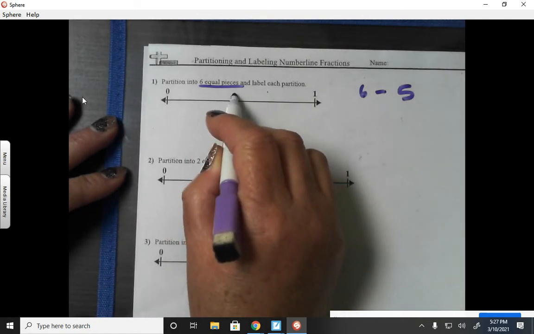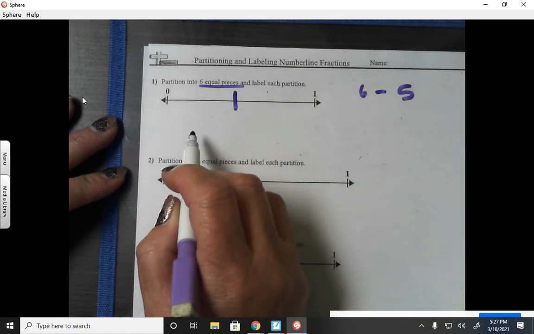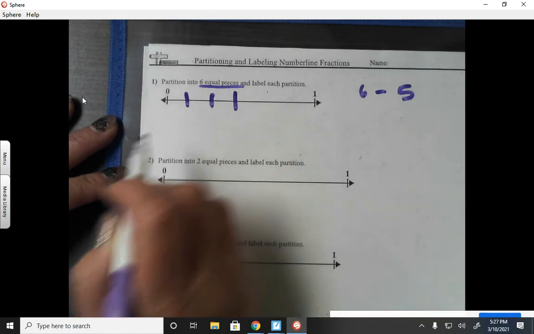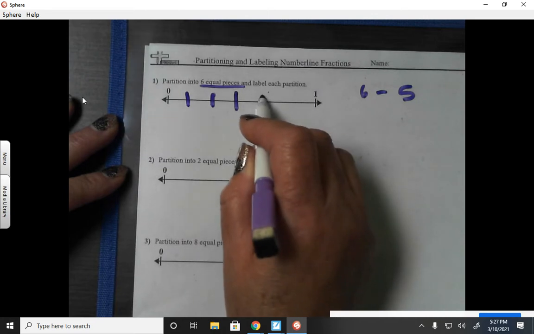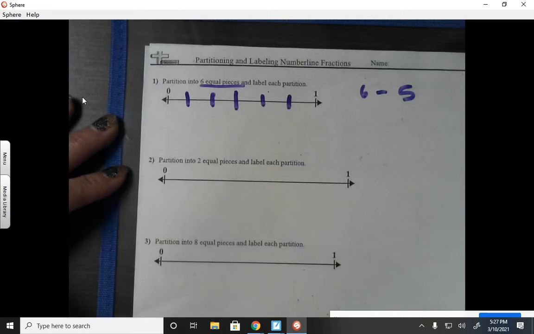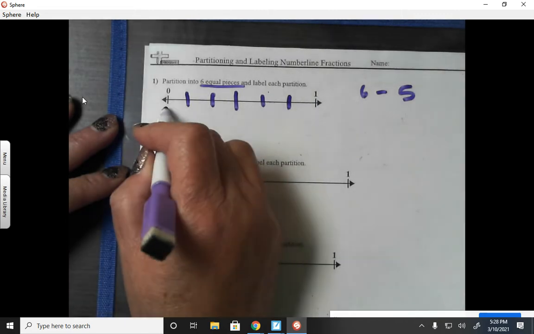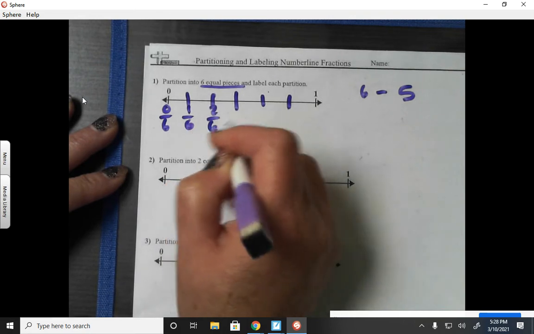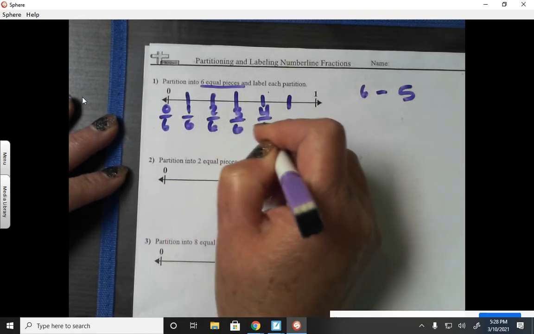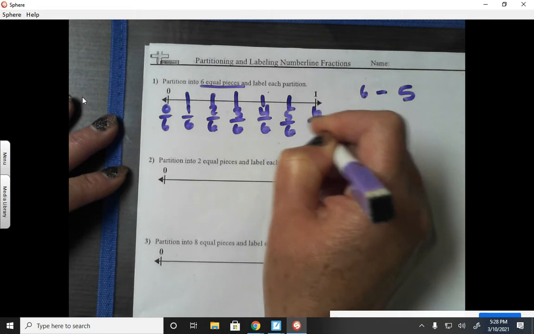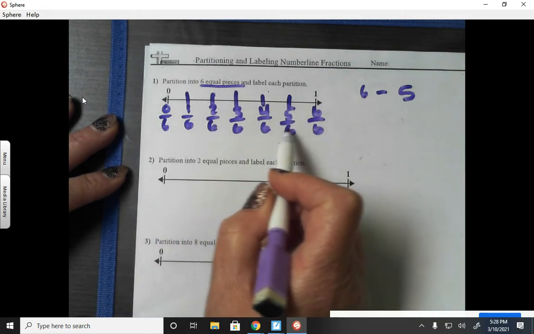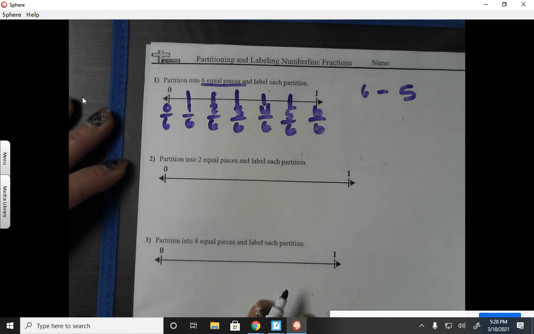Let's put 1 in the middle to split it in half. And let's put 2 over here to the left of that. And then 2 over here to the right of that. That makes it easier to space those out. All right, and then we're going to count by sixths. 0 sixths, 1 sixth, 2 sixths, 3 sixths, 4 sixths, 5 sixths, and 6 sixths.